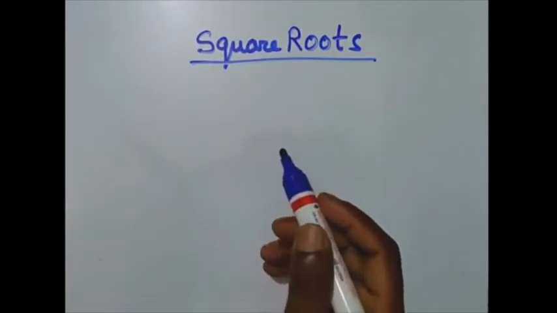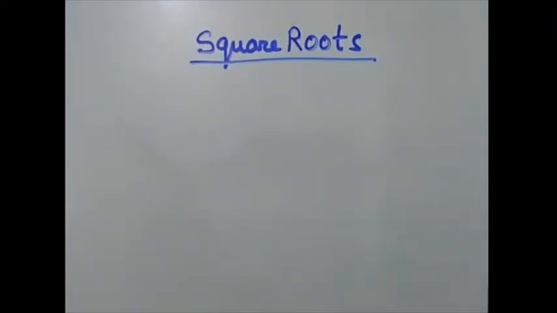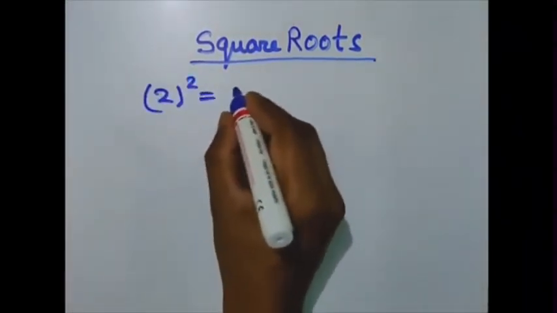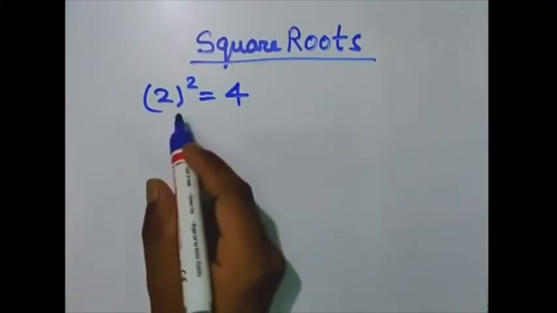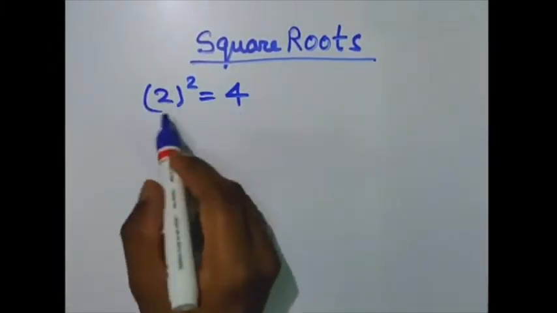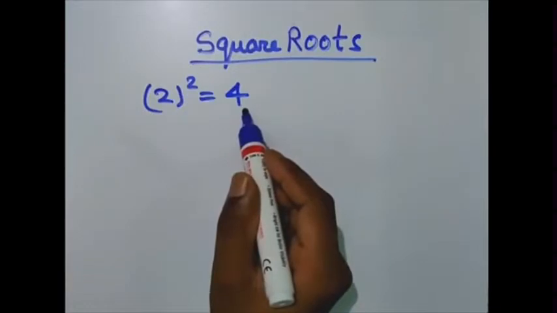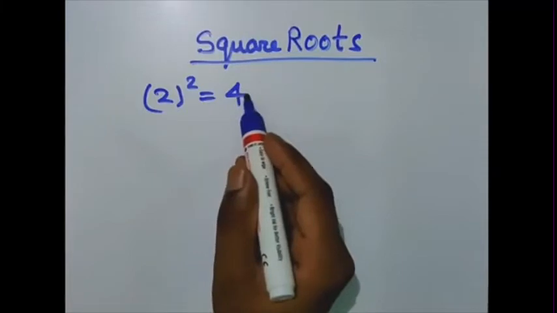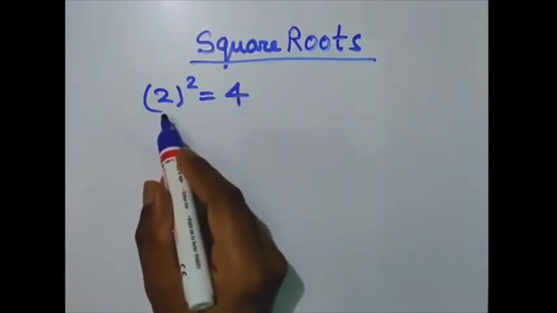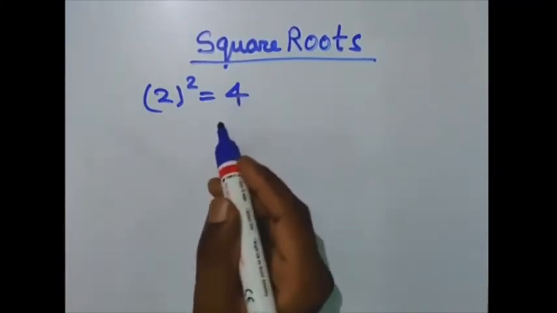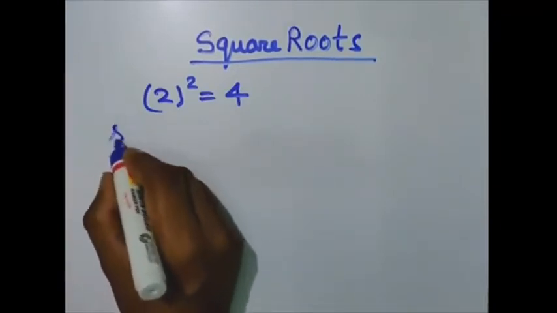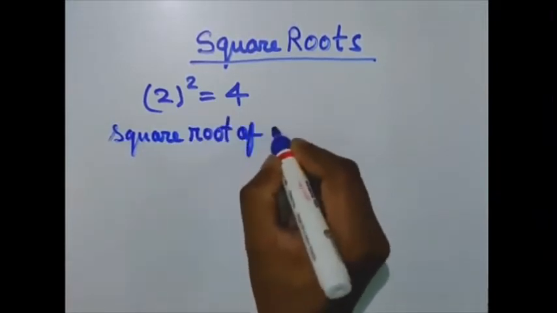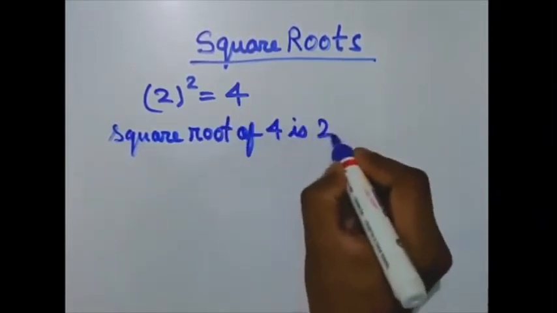Now, what are square roots? Square roots are nothing but the converse of squares. Let's take the previous example. 2 square is equal to 4. Means 2 times 2 gives us 4. So we squared 2 to get 4. Now, if I ask what is 2 in terms of 4, we can say 2 is the square root of 4. So we can say square root of 4 is 2.